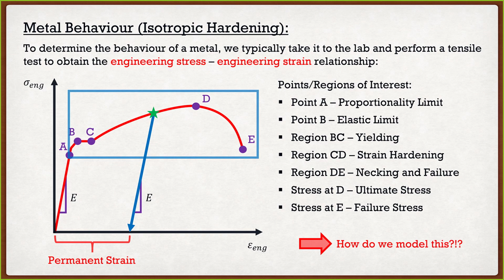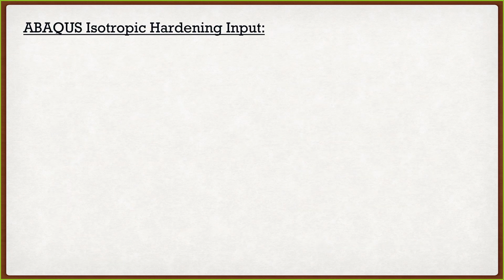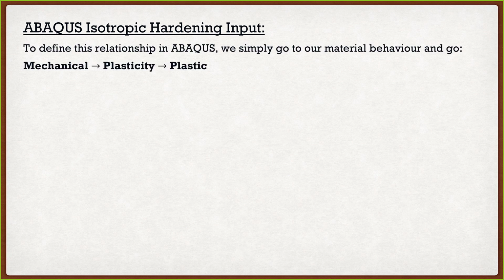It's actually really simple, and this is kind of the good thing that we have for us. If we have the data, it's going to be nice and simple. So we're going to discuss ABAQUS isotropic hardening. All we have to do to define this isotropic hardening is, in Material Behavior, where you usually click Elasticity and then Elastic, all we have to do is go Plasticity and then Plastic.